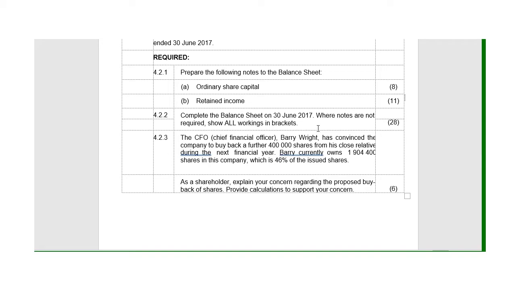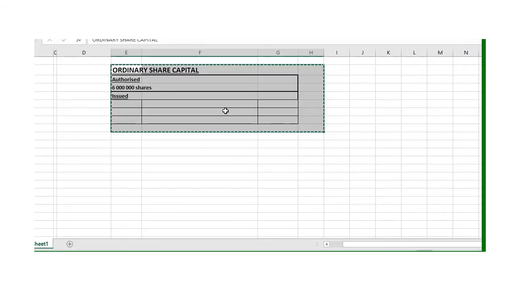So let's look at first of all the ordinary share capital note. Ordinary share capital always has a column on the left for a number of shares and a column on the right for the value. But the note starts off with whatever the authorized shares are. That is not a figure, it is just a number of shares. So it's just information, but it must be in the note. So if it's not printed like on this one, make sure you put it in.